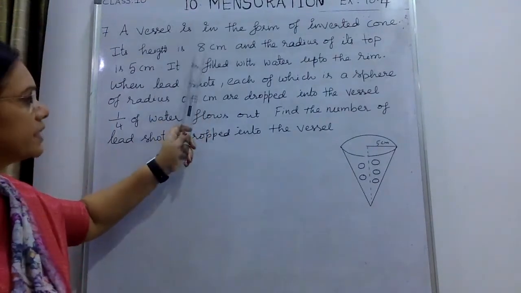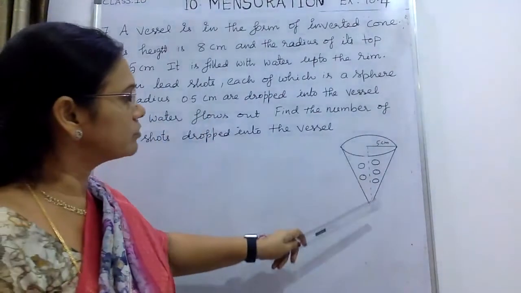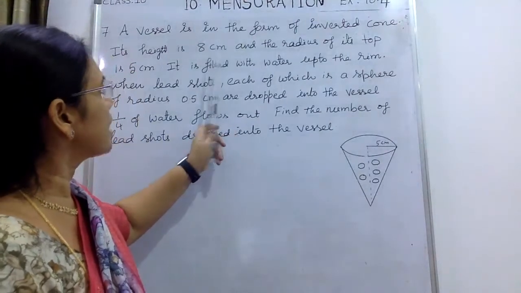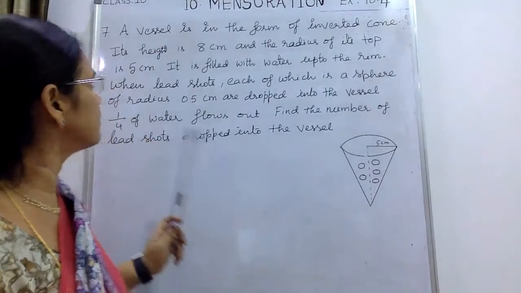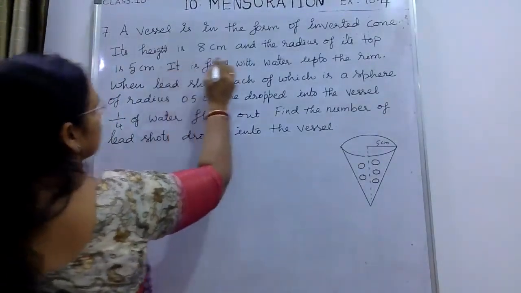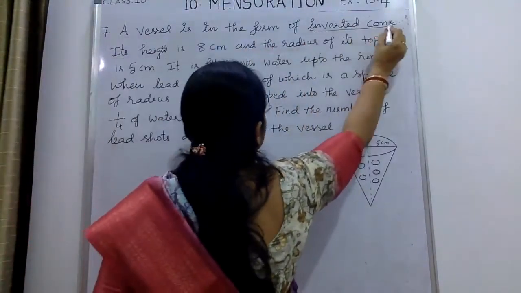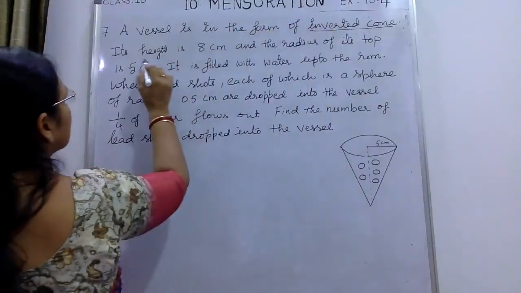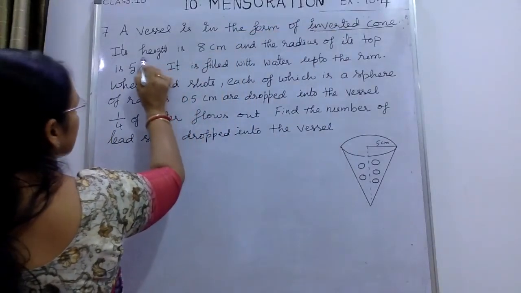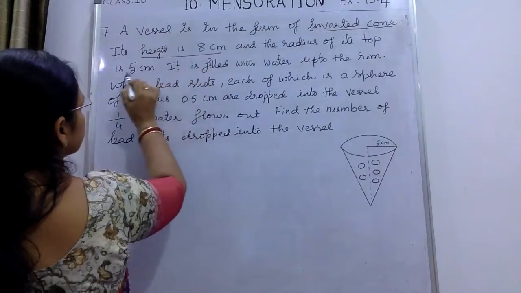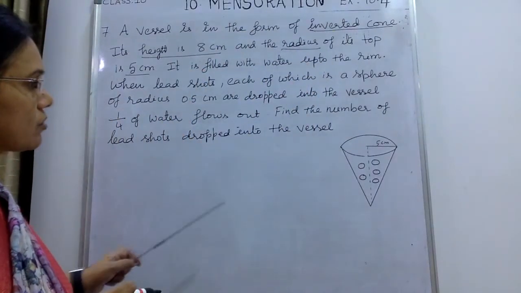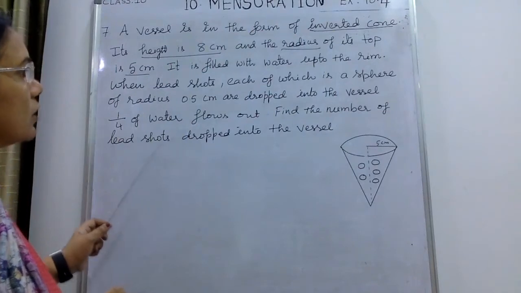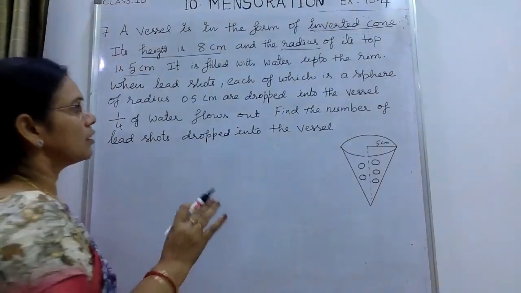Its height is 8 centimeters, so the height of the cone is 8 centimeters, and the radius of its top is 5 centimeters. So the shape of the vessel is an inverted cone, height is 8 centimeters, radius is 5 centimeters. It is filled with water, completely filled up to the rim, just up to the top of the vessel.